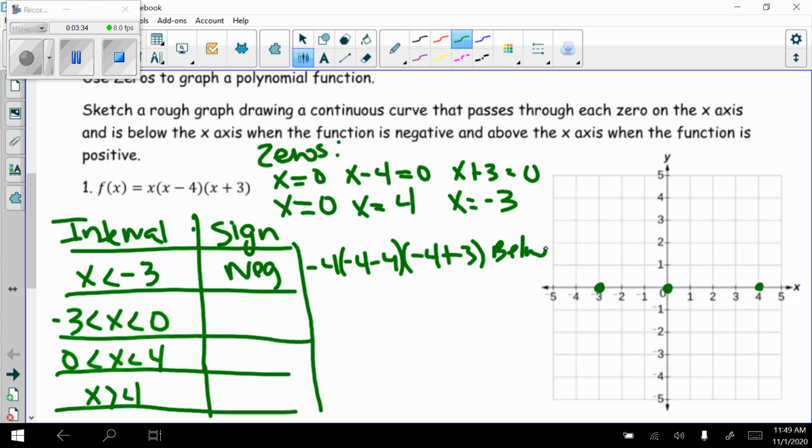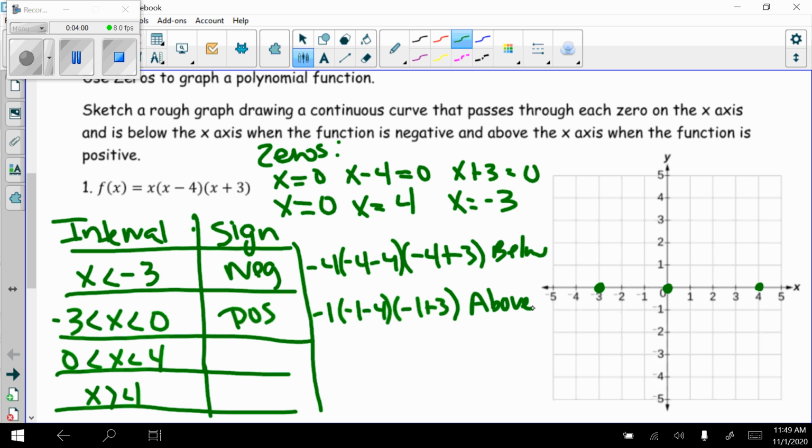Now I want to pick a number between negative 3 and 0. I'm going to pick the smallest whole number there, negative 1. I'm going to plug in negative 1, negative 1 minus 4, and negative 1 plus 3. Again, these first two are both negative, so when I multiply them, I get a positive. But then this one here is also positive, so this is going to be positive, so this is going to be above my x-axis.